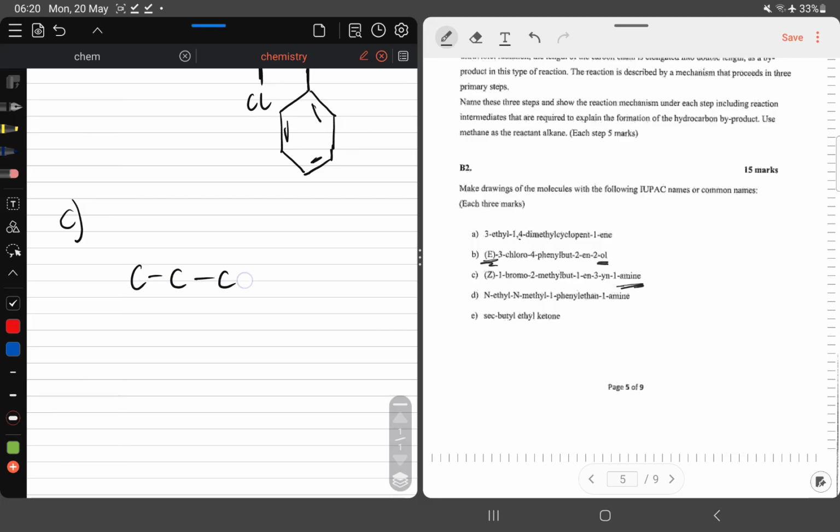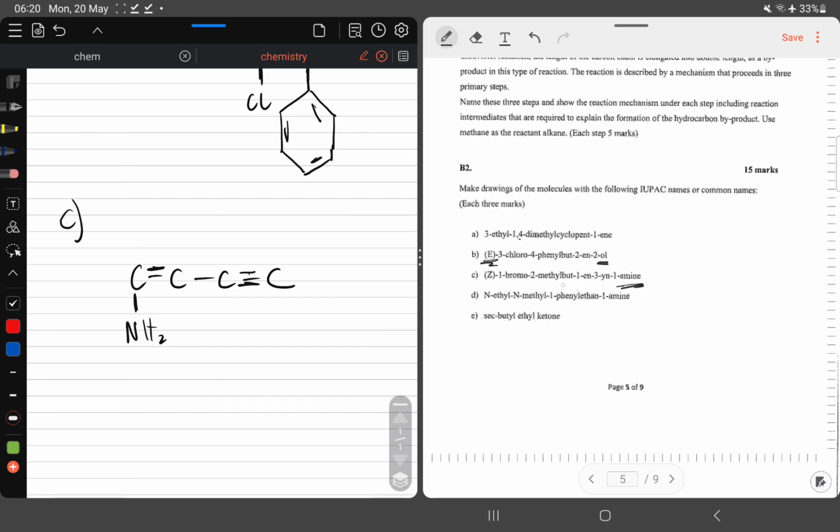1, 2, 3, 4. Okay, then on position 1, it is an ene, so on position 1 it has a double bond. Then on position 3, it has a triple bond. Then here, one amine on position 1, it has an NH2.